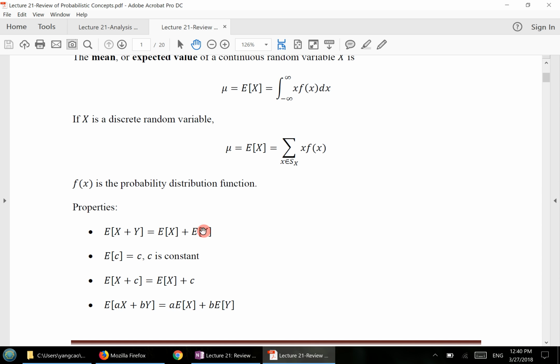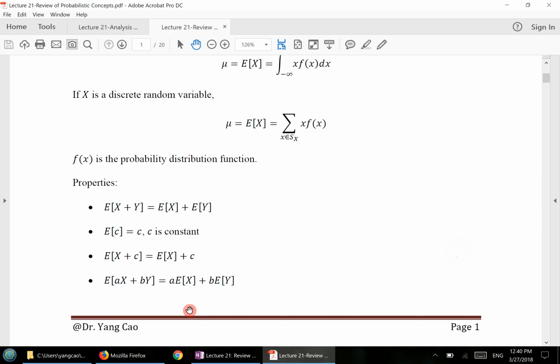Some properties: if you have an addition of two random variables, then the expected value is just the addition of the two expected values. And the same thing applies here.